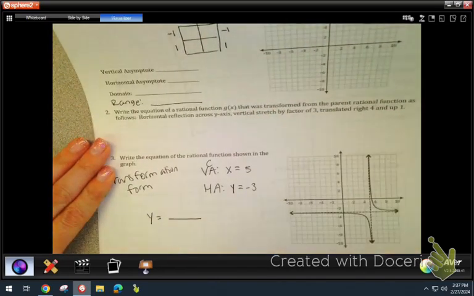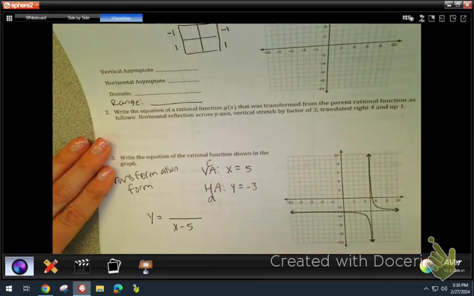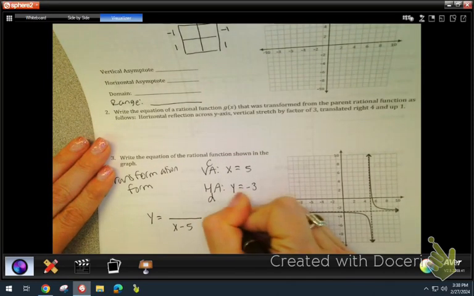Oh, it's your C value. It goes in the bottom. So what's going to go in the bottom? X minus 5. Your horizontal asymptote in transformation form actually has a spot. Where is it? It's the D value. So I need to put at the end of this fraction A, -3.